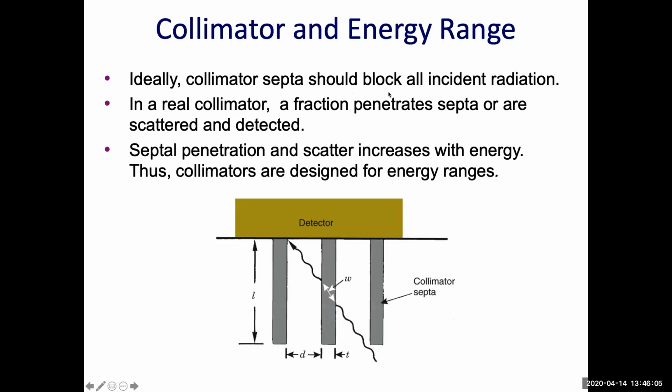Ideally, collimator septa should block all incident radiation. In a real collimator, as we said, a fraction penetrates the septa or is scattered and detected. So septal penetration and scatter increase with energy. Increasing the energy, the penetration will increase because the incident photon has adequate energy to penetrate the septa and also be detected by the detector. Thus, collimators are designed for an energy range. If we use different isotopes with different energies, we have to use a proper collimator to prevent septal penetration.